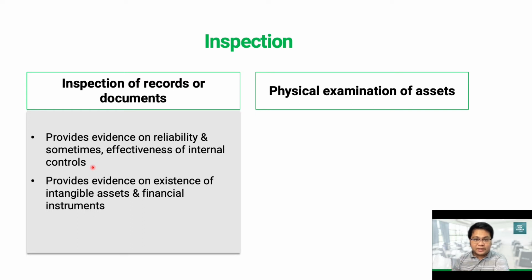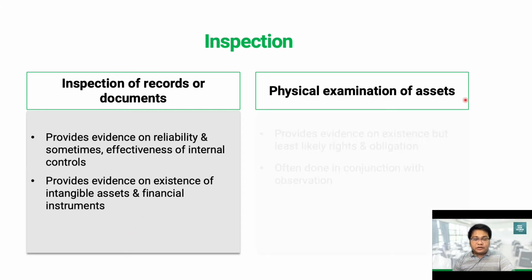So let's say credit approval. If you want to test the reliability of credit approval process, we have to inspect the document that evidences the credit approval of a customer as part of that process. We can also use inspection to provide evidence on existence of intangible assets and financial instruments. So we know that these assets do not have physical substance. So the only evidence available pertaining to them are titles, legal papers, contracts. So we also inspect those types of documents.